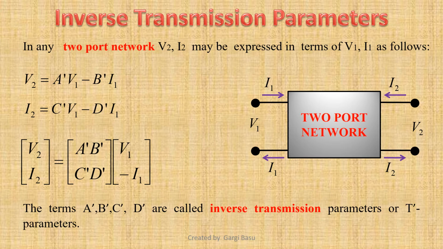Some of them are measured by open circuit test and some of them are determined by short circuit test. They have mixed type dimensions. These parameters are useful in case of cascaded networks.